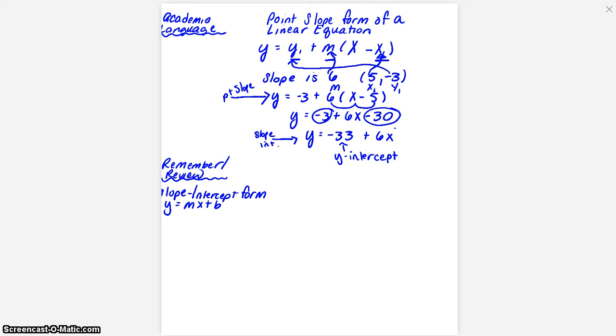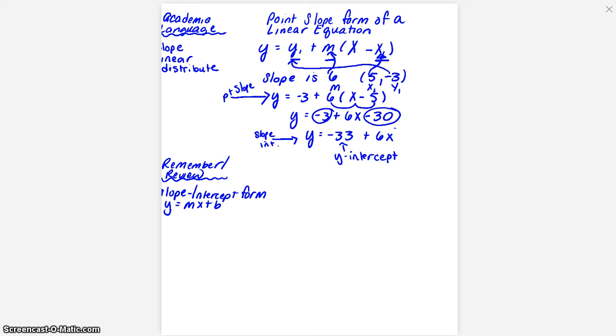Okay, so pretty cool. Let's go back and look at our academic language, and then we'll go down to our remember review. As always, we have slope, which should be second hand now. Linear, which means a straight line, which is what we're working with right now. Distribute. And we say that when we want to get rid of parentheses, right? We distributed that 6 through in order to get rid of those parentheses. So we're going to work on some real world problems.